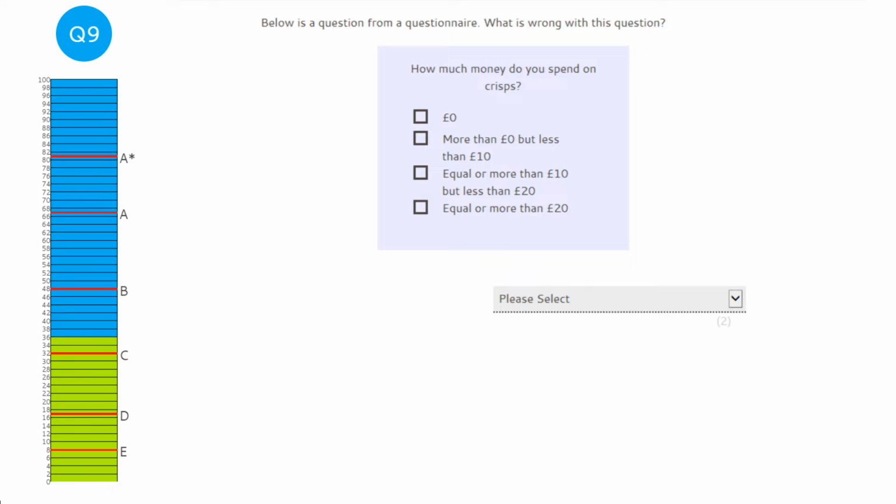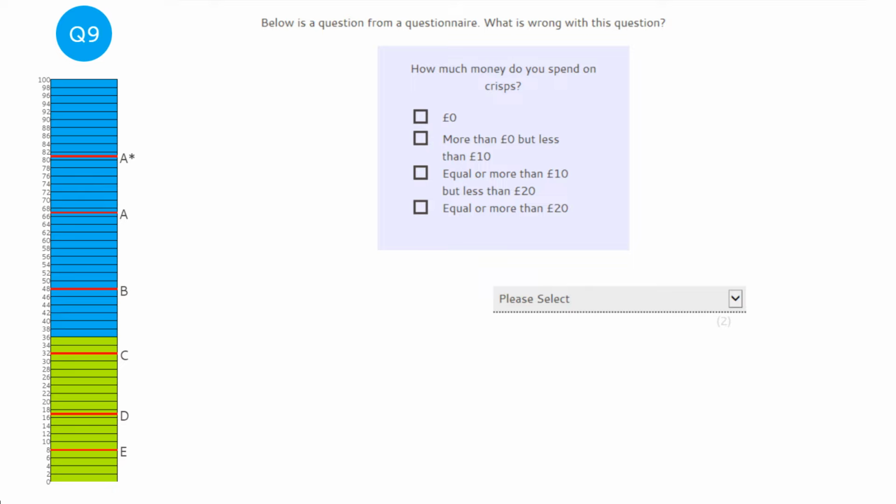Otherwise, let's get started. So with these types of question, you're either going to be asked what's wrong with the question or what's wrong with the response section. I think here it is quite clear that we're looking at what's wrong with the question rather than the response section. Let's have a look.